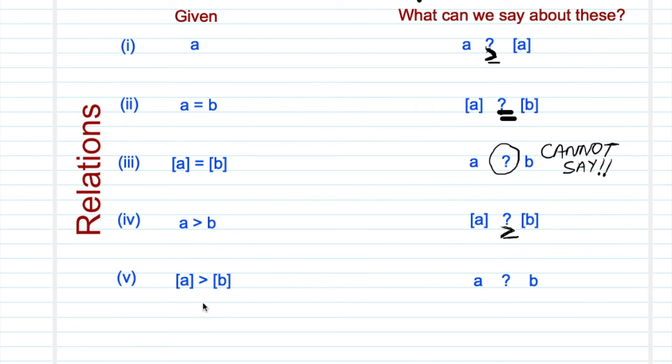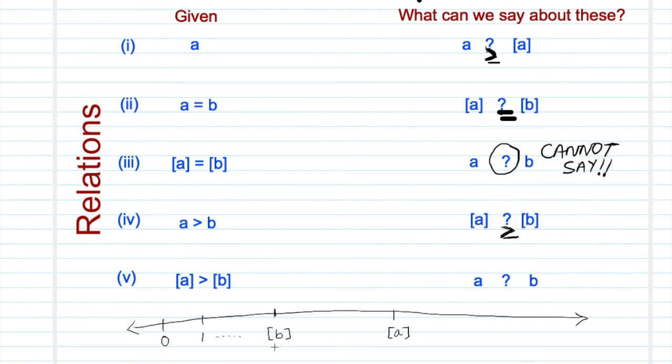In property number 5, here we are given the reverse of property number 4. We are given that the greatest integer of A is greater than the greatest integer of B. And then what can we say about A and B? So this is best understood on a number line. So let me draw a number line. Not the straightest of number lines, but we will make do. Since greatest integer of B is less than greatest integer of A, I'm going to assume greatest integer of B lies somewhere here, and then greatest integer of A lies somewhere here.